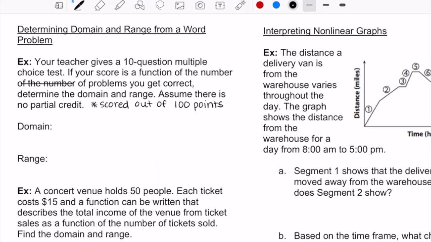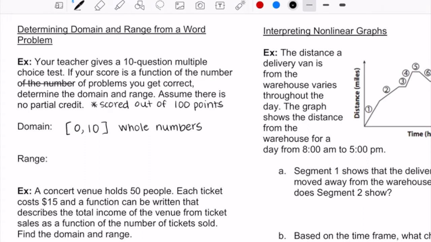And so the domain is your input. Those are the questions that you get correct. On the test, there are 10 questions, so you could get anywhere from 0 to 10 questions correct. One way of writing the domain, you could write it like this. The brackets mean that 0 and 10 are included in the list. The comma means that the numbers in between are included in the list. And then you just make a note that it's only the whole numbers. So this would be the list of numbers 0, 1, 2, 3, all the way up until 10.